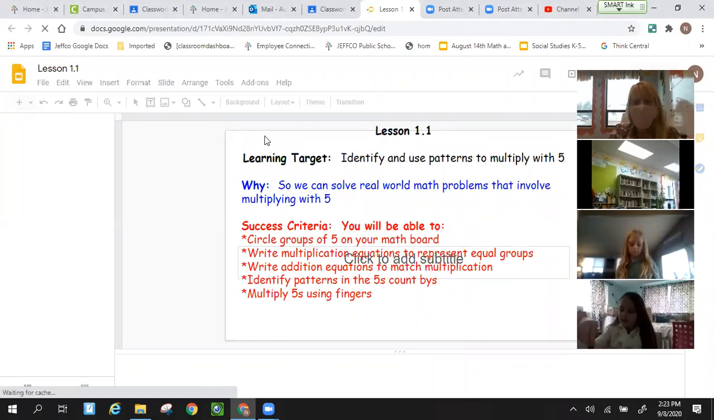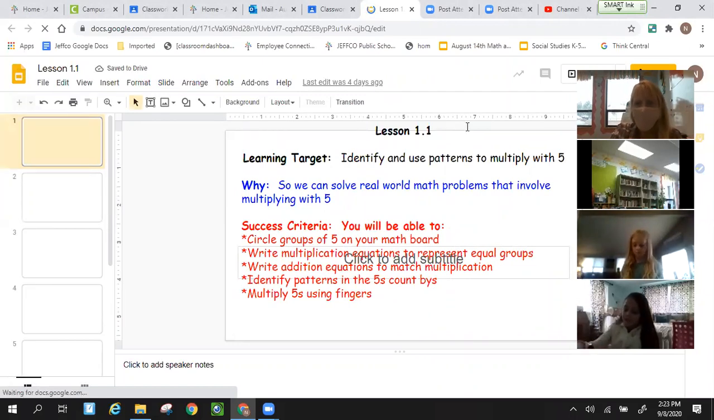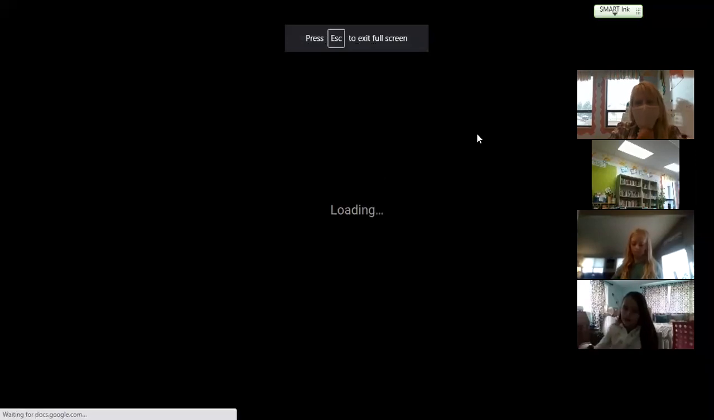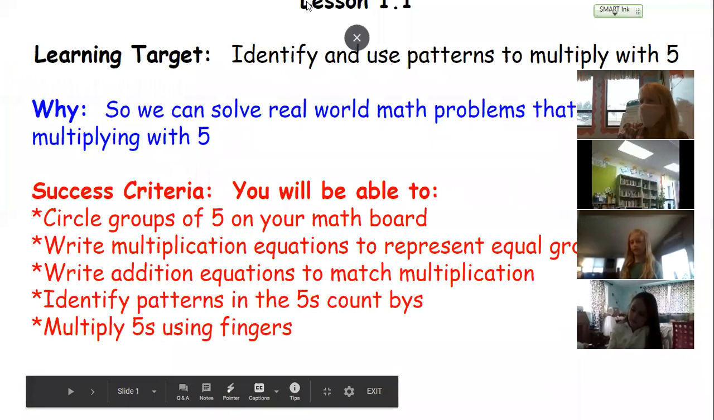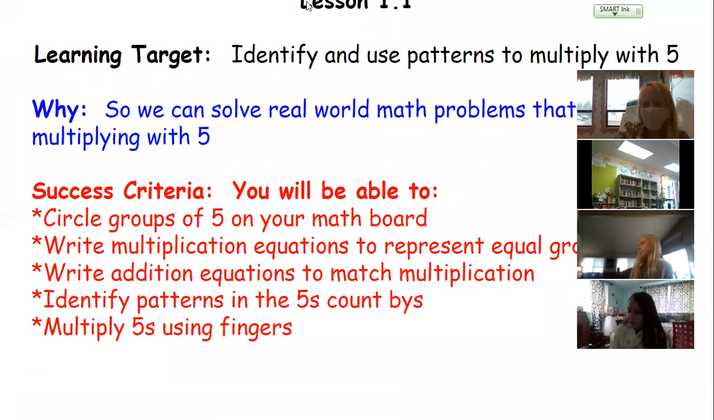Okay, so today, our learning target is, and I would love for someone to read it for us. Go ahead, Haley. What are we going to work on today? Well said, Haley. We're going to identify and use patterns to multiply with 5.